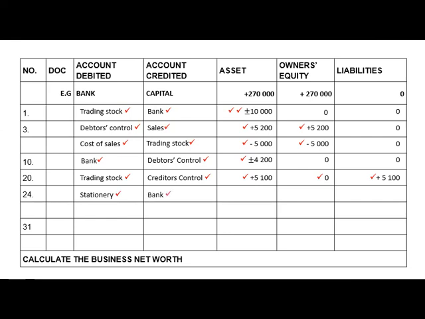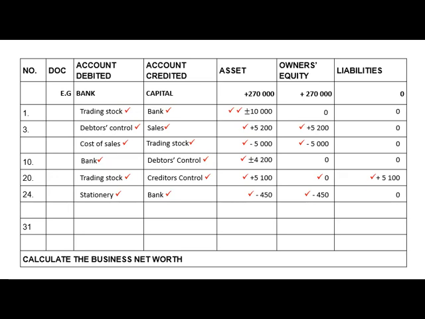Under assets, you will have minus 450. Under owner's equity, you'll have minus 450. Remember, I said this earlier. Two accounts will reduce owner's equity, and those two accounts will be drawings and expenses. And under liabilities, we will have 0.